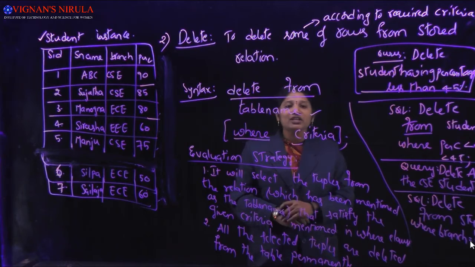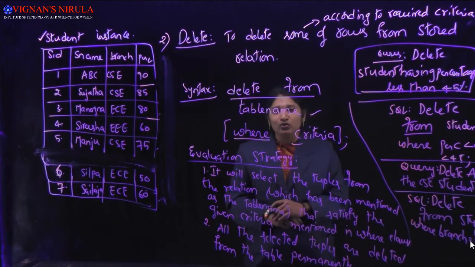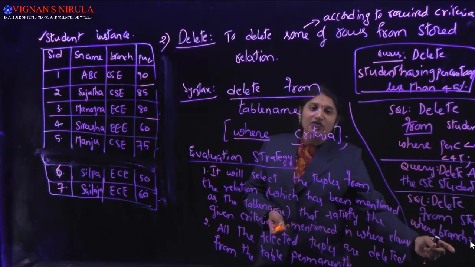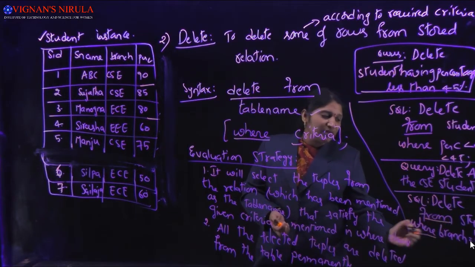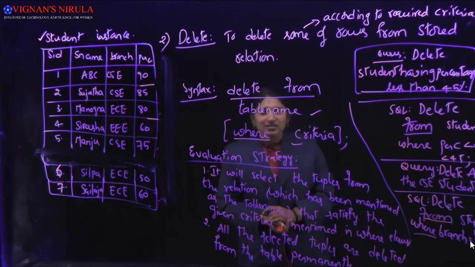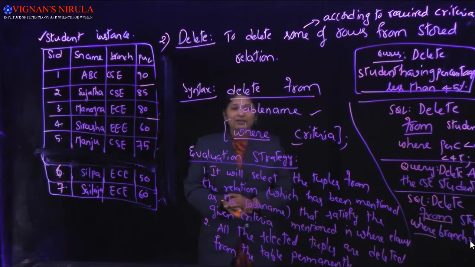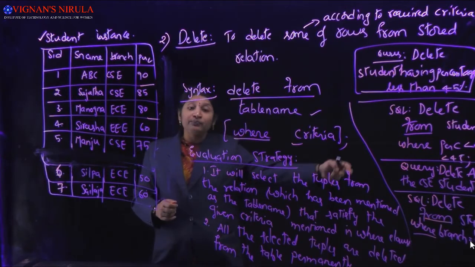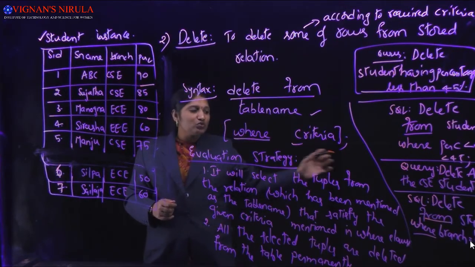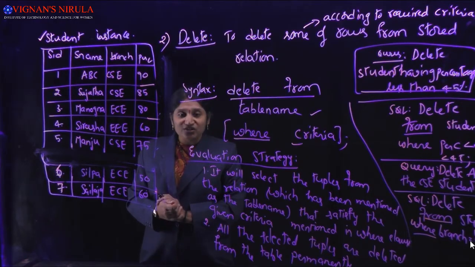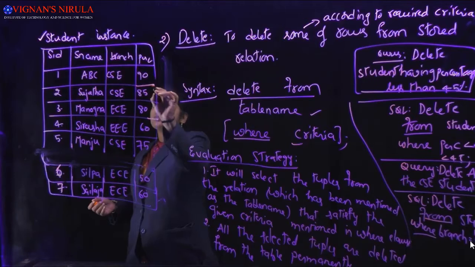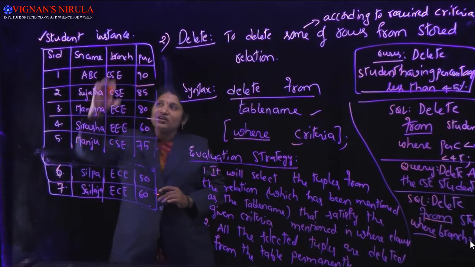Now you will see how that is being evaluated. As you already know, it will first select the tuples that satisfy the qualifying criteria mentioned in the where clause from the table mentioned in the from clause. So what is the qualifying criteria? Branch is equal to CSE. Now we are going to select the tuples from the student relation which satisfy the criteria. This is the student relation. What is the first tuple? 1 ABC CSE, where branch is equal to CSE.